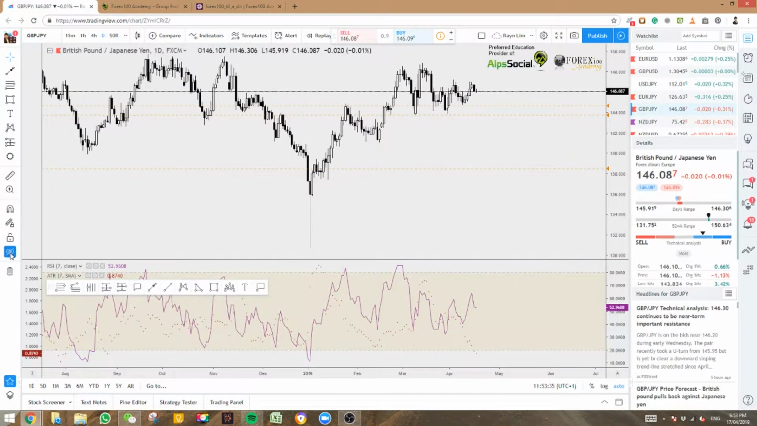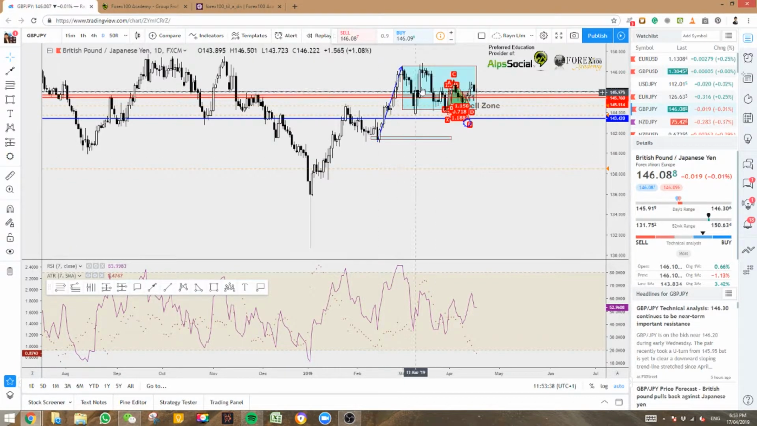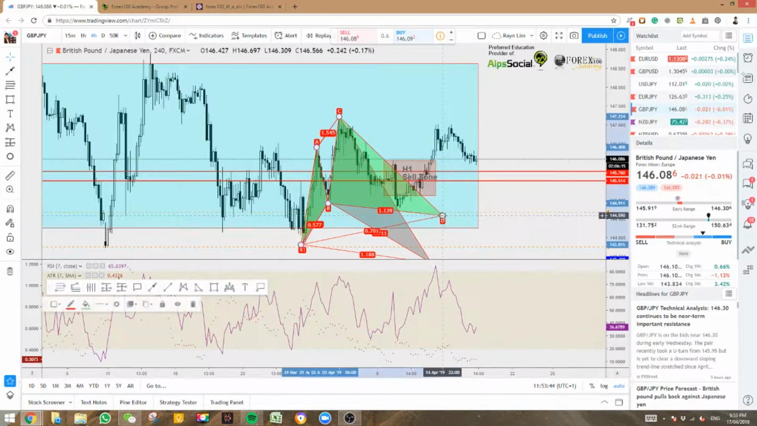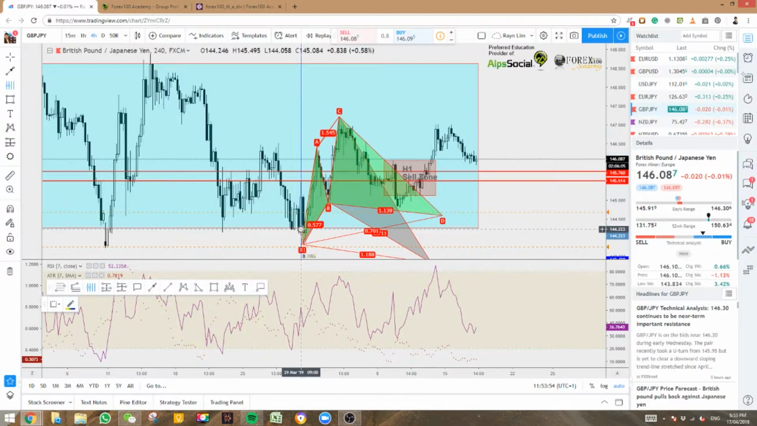Head back to daily chart. I'll share with you my analysis. Uptrend, then there's a sideways market. To the 4 hour chart, there are 2 patterns, so this is kind of invalid for me already. It has taken too long for this setup. Let us check. Way too long.